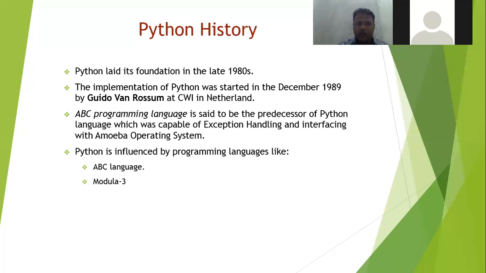So ABC is called the predecessor, and Python is influenced by programming languages like ABC and Modula-3. These are the two languages Python is influenced by. Got it?